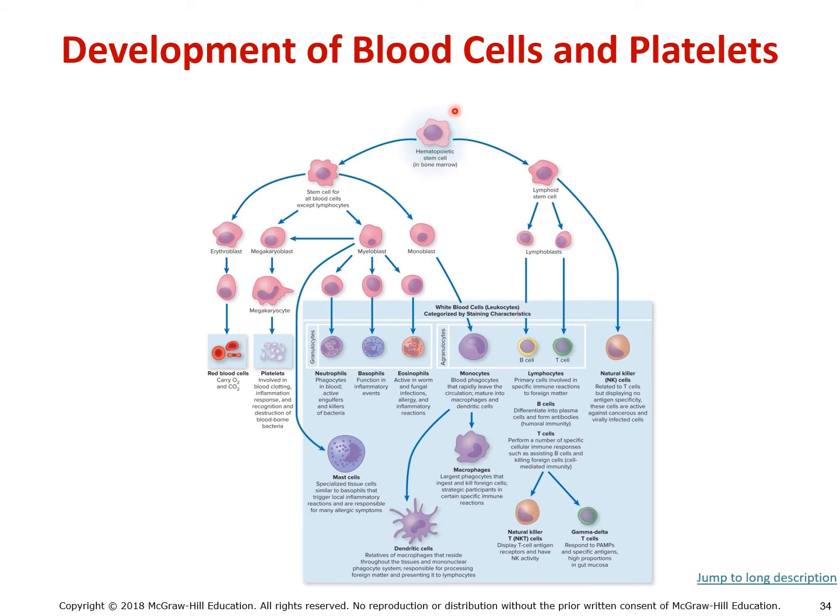So again, everything starts off with the hematopoietic stem cell found in the bone marrow. And from there we get these unspecialized cells that do become more specialized cells over time. The idea is, again, all blood is produced this way. Red blood cells, platelets, and all the white blood cells.